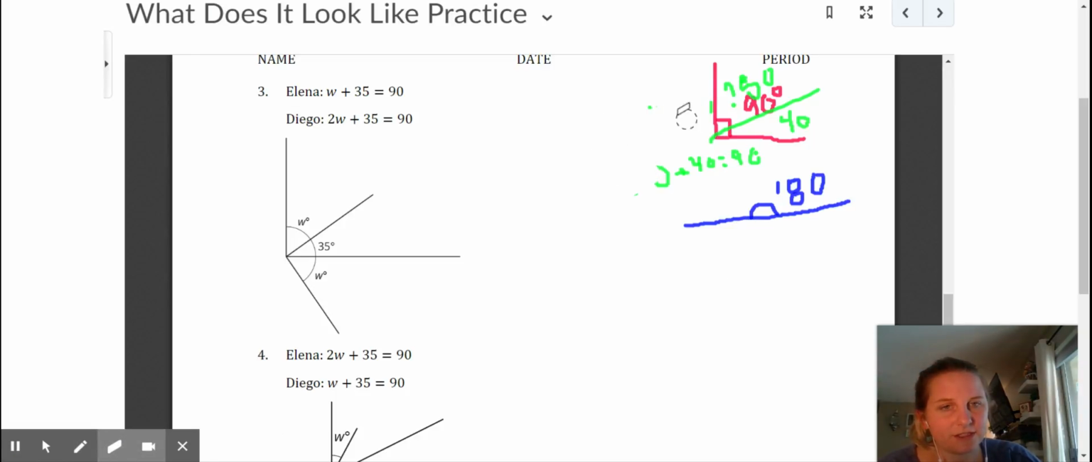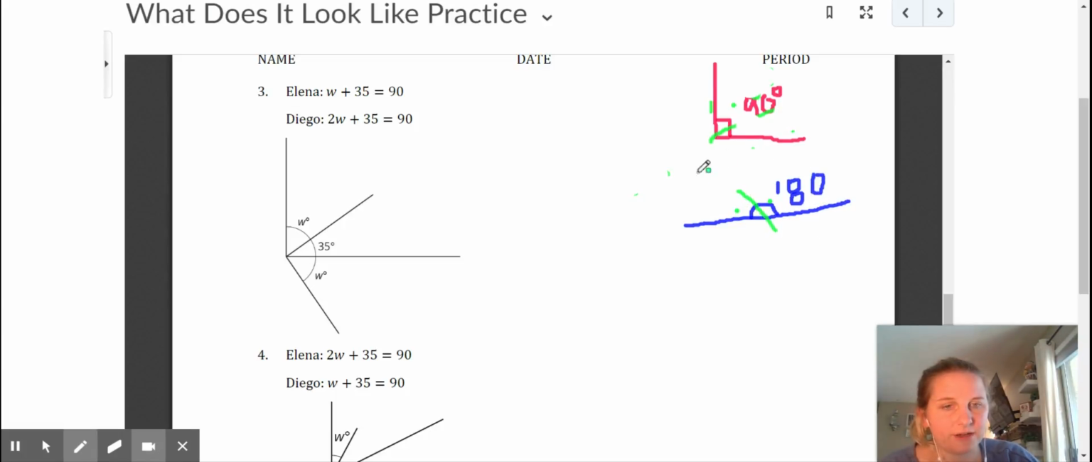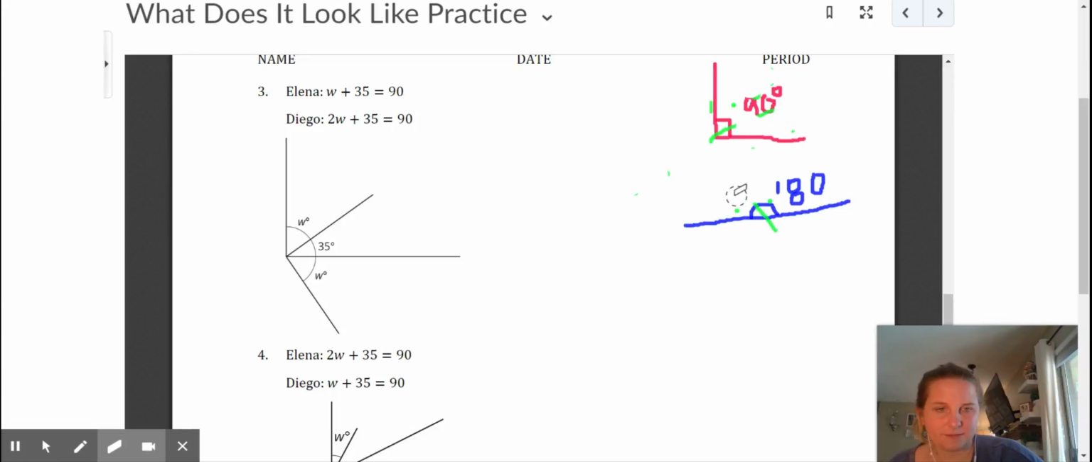I'm going to erase that just so we can keep going. The same would be true if you cut a line right through here. You know that this angle plus this angle is going to equal 180. So if this was an 80-degree angle, this would have to be a 100-degree angle, because 100 plus 80 is 180. Let me erase this as much as I can.